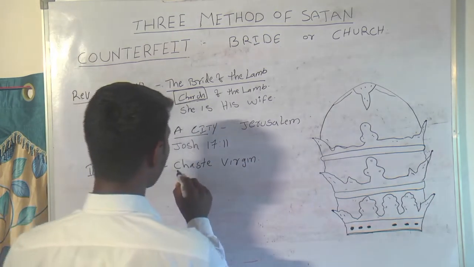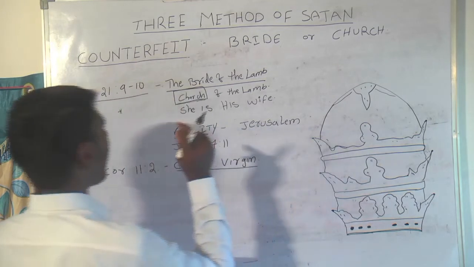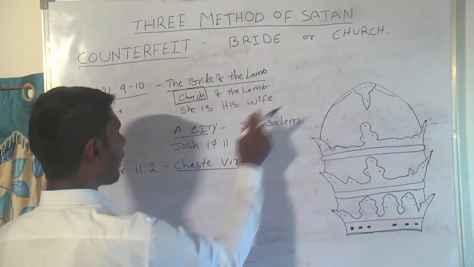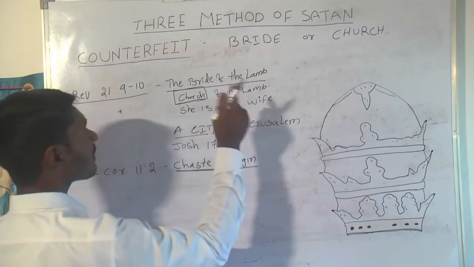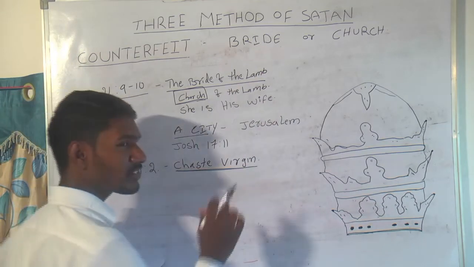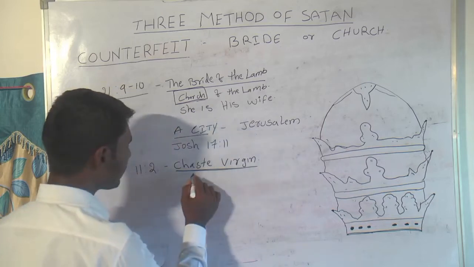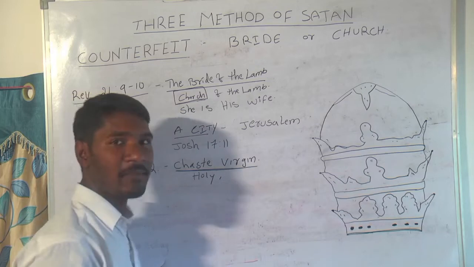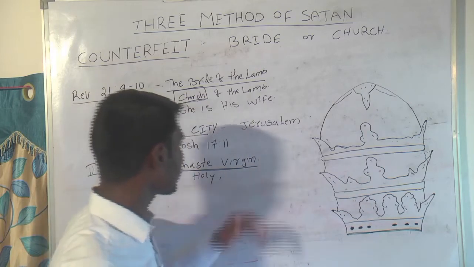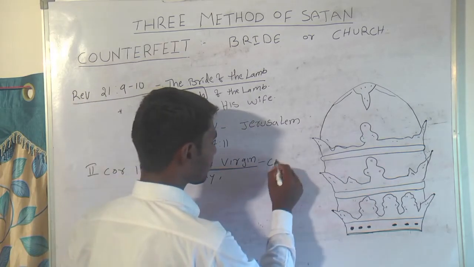So this is very, very important. The bride of the Lamb is a chaste virgin. And she is holy. And she is blameless. The chaste virgin is the church.